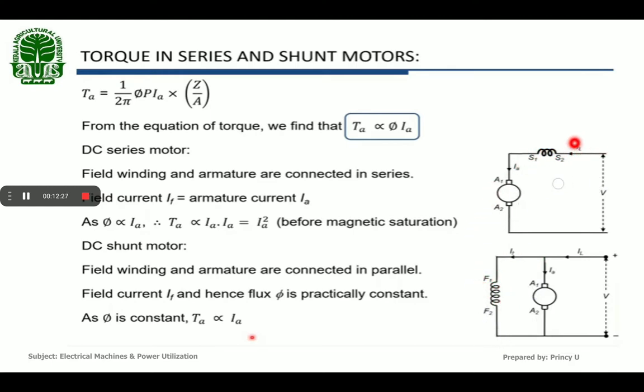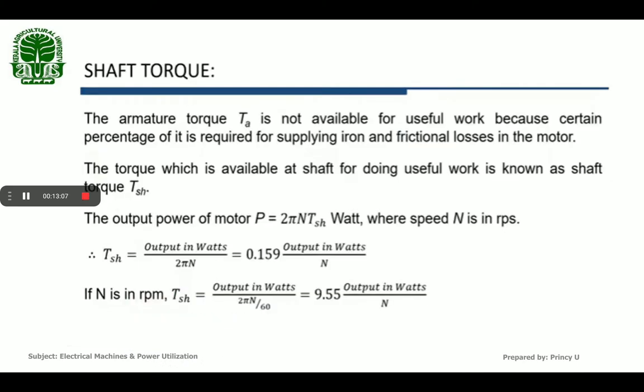In a series motor, the flux and armature current are proportional. In a shunt motor, the field winding is connected in parallel, so flux does not depend on the armature current. It's almost constant, so we can treat phi as a constant. So for a DC shunt motor, flux becomes constant, so TA is proportional to IA. So remember these two points. If it is a series motor, armature torque is proportional to IA square. If it is a shunt motor, armature torque is proportional to IA.